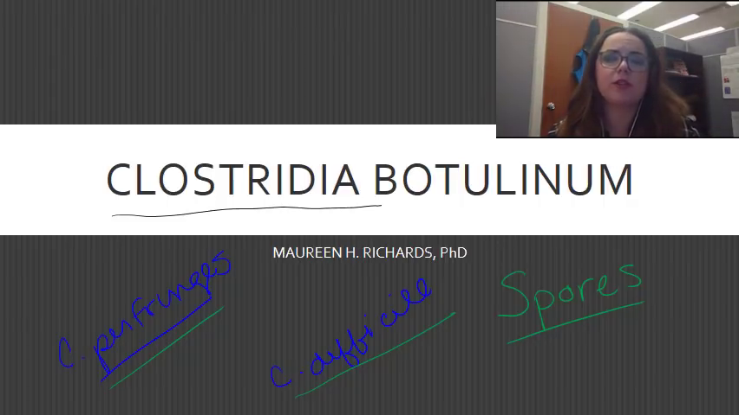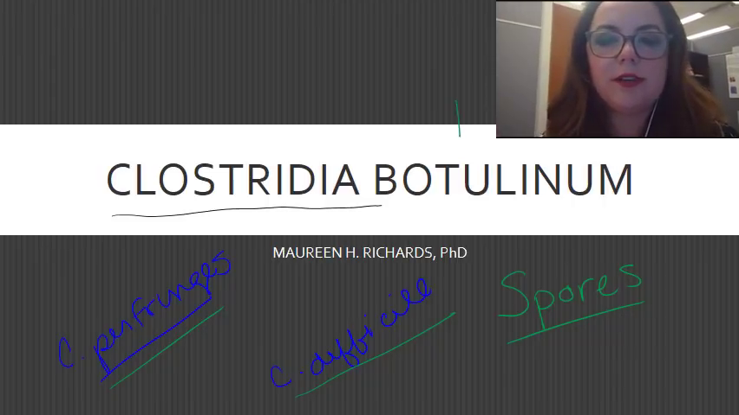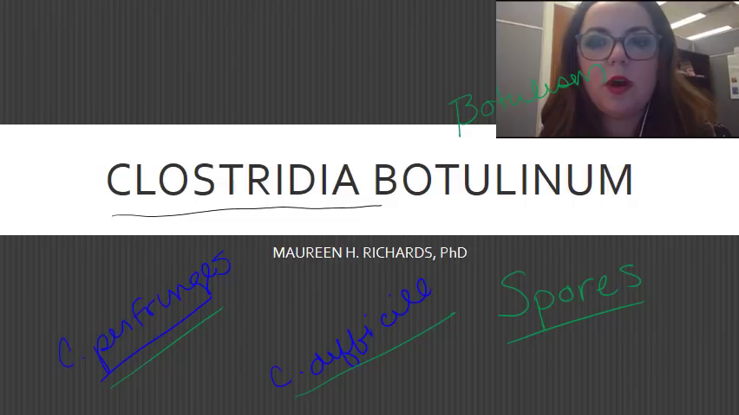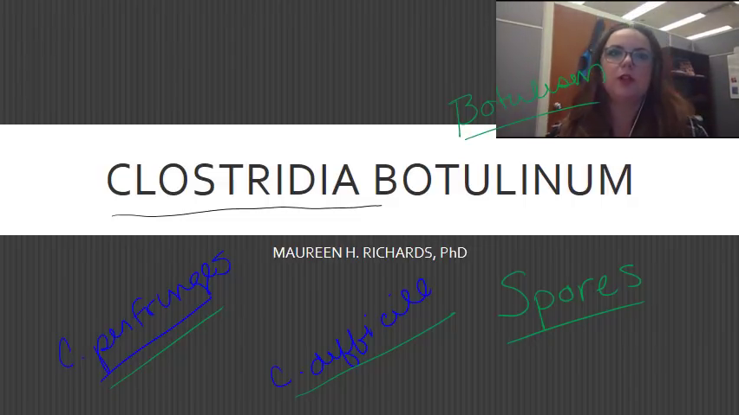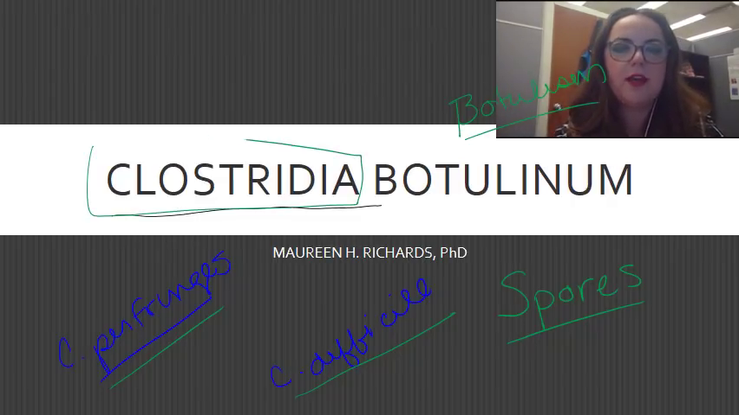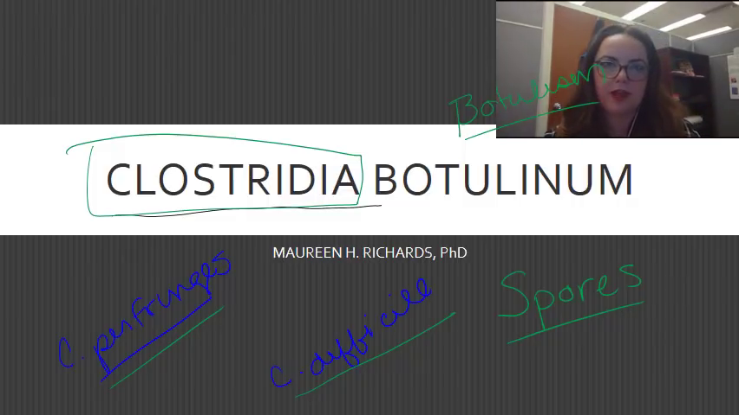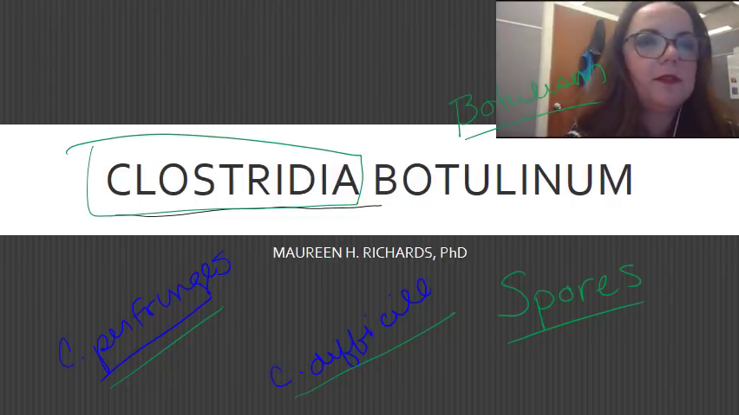We're now going to talk about Clostridia botulinum, which is basically the causative agent of botulism. And then the second video that's going to go along with this module is Clostridia tetani. And the reason we talk about these two together is that besides both being Clostridia, they actually both cause paralysis. They just cause very different types of paralysis.